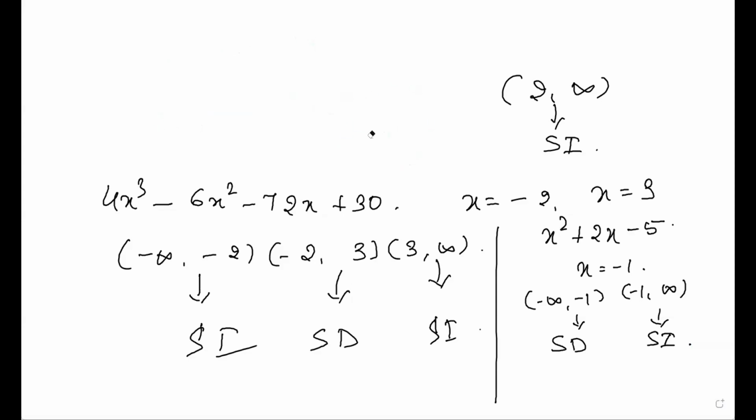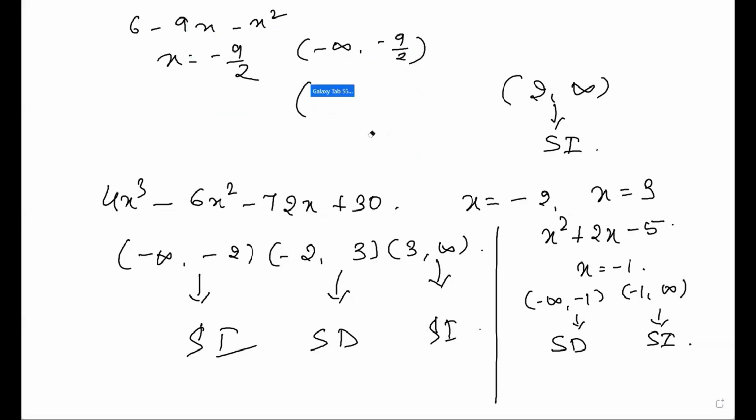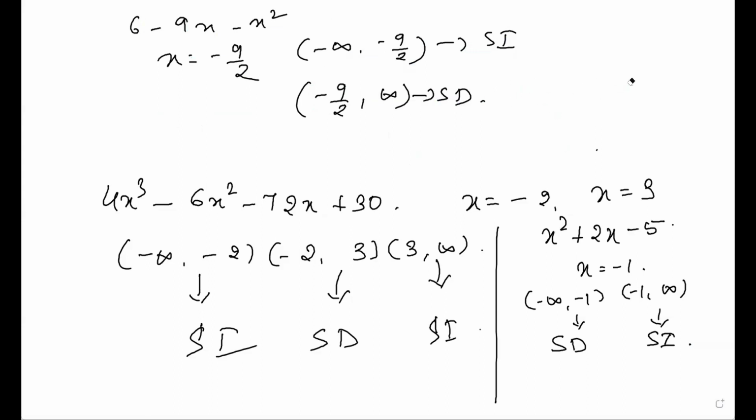And the last, I guess one more I had given: 6 minus 9x minus x square, right? Yes ma'am. The answer is minus 9 by 2, right? Yes ma'am. So the intervals are minus infinity to minus 9 by 2 and minus 9 by 2 to infinity. Here it will be increasing, and here it will be decreasing. Correct? Yes ma'am. So I guess everyone has solved and got the answers.